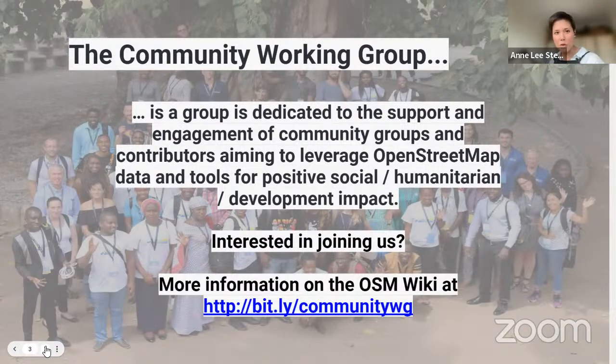But a little bit more about the community working group. It's a group dedicated to the support and engagement of community groups and contributors that aim to leverage OpenStreetMap data and tools for positive social, humanitarian, and development impact. And if you're interested in joining them, you can visit the wiki link, which I will drop into the chat here, to learn more about the work they're doing and how to get involved.